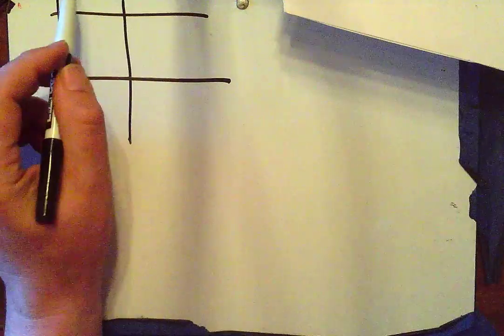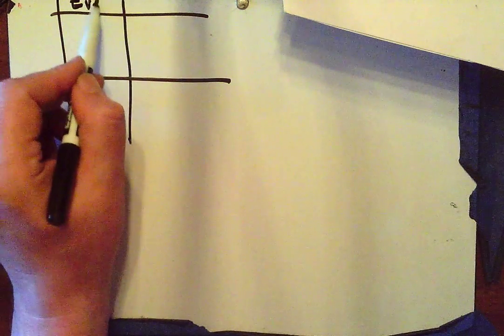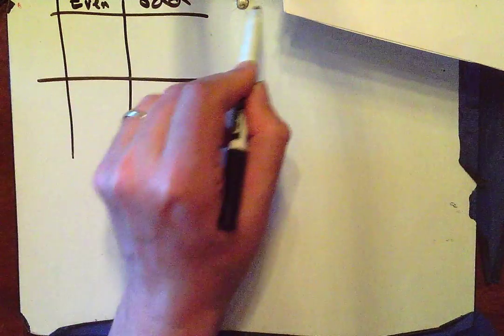Station 8. Describe the end behavior of each function using appropriate notation. And remember, we talked about having this little graphic organizer, which had even or odd degree.